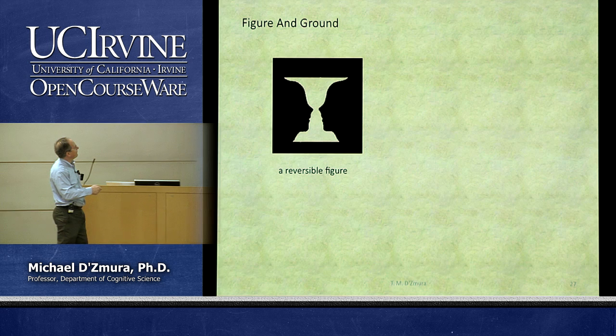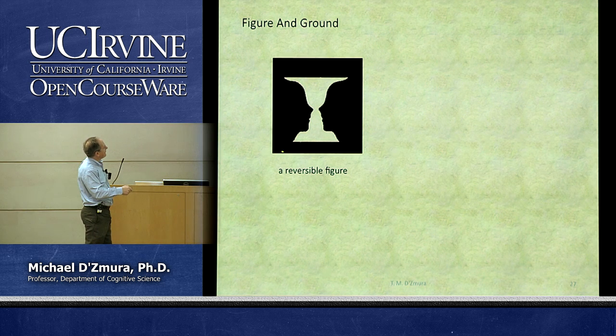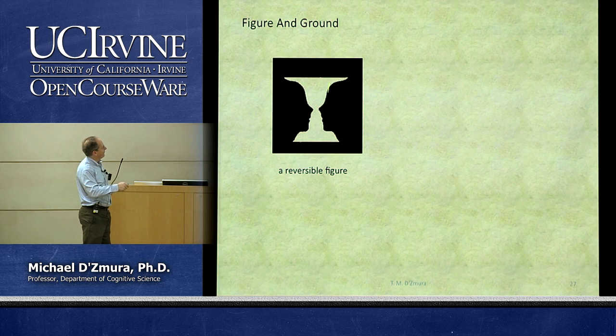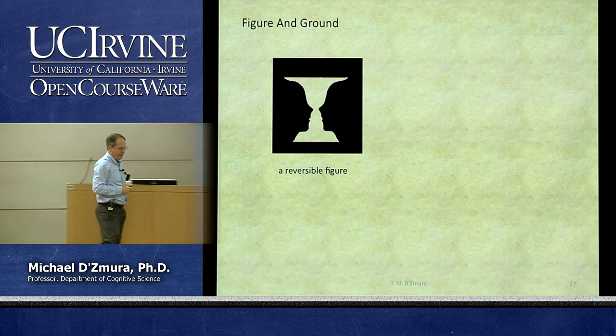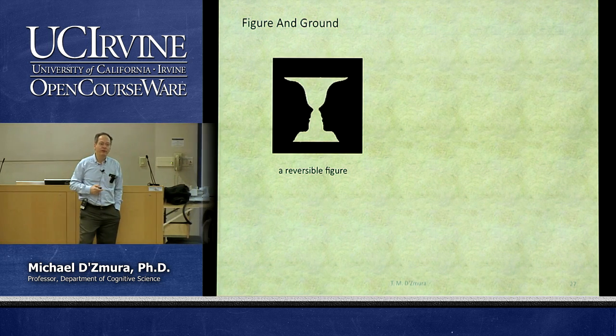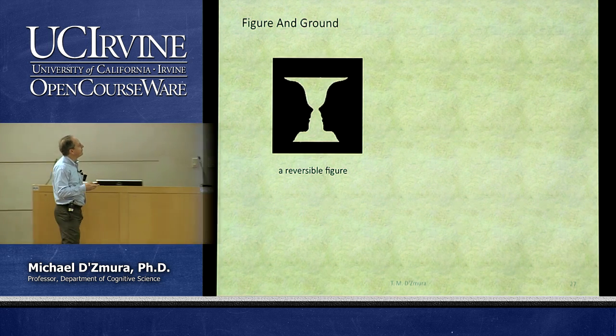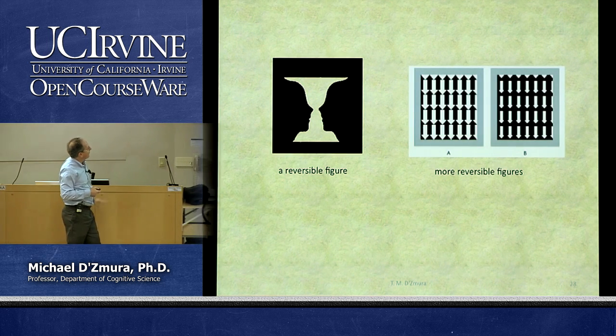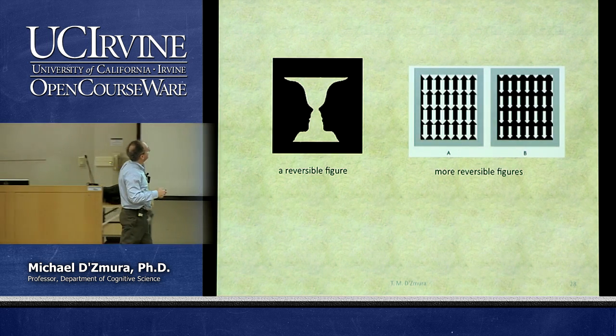However, if you stare at it for a bit, you can now see that the black has arranged itself into two faces. That's the new figure. What's this space in the middle? Nothing. That's just the ground. Okay? So that's known as a reversible figure. And it shows clearly the role of figure and ground. There are more reversible figures.